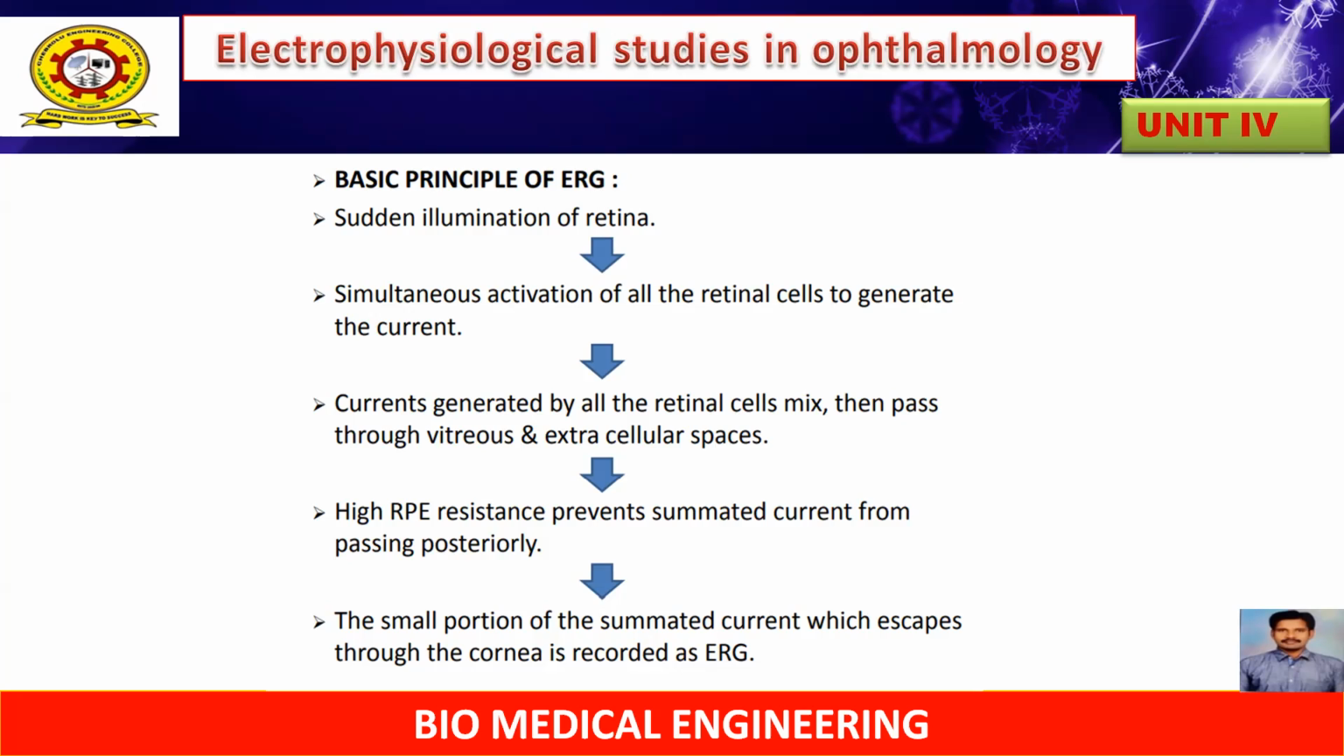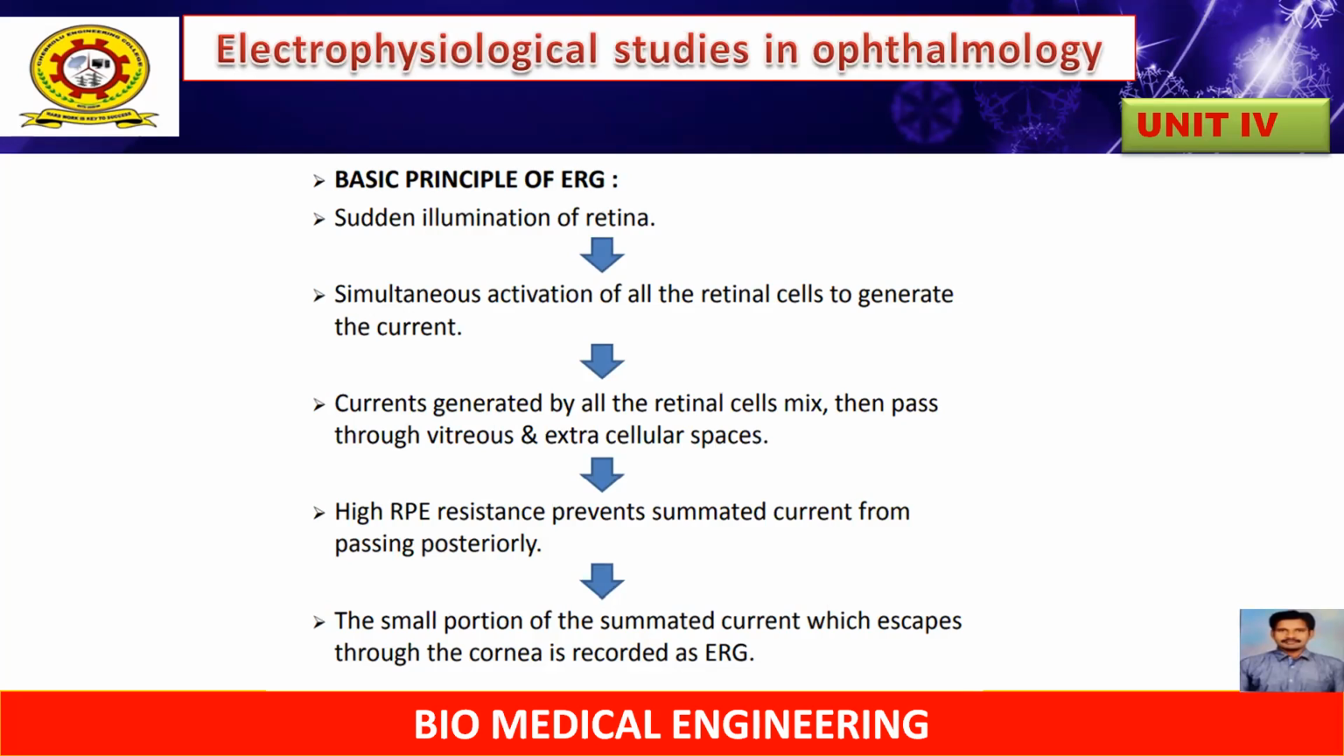So what is the summation current equal to? When these optic nerves are activated, biological currents are generated or observed across the narrow optic axis. So this RPE resistance prevents as well as summates the currents from passing posteriorly. Next, a small portion of the summated current which escapes through the cornea, that should be recorded as ERG.